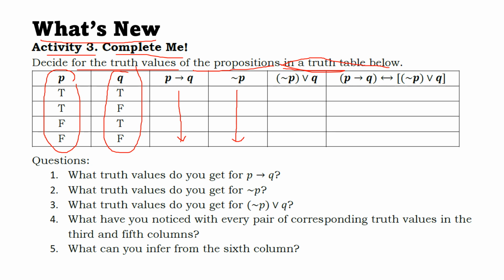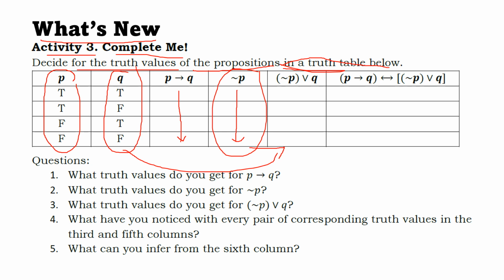Now, moving forward with your fifth column, what will be the truth value of negation P disjunction Q? As you can see on this one, what will be your truth value for the fifth column? There is an involvement of your fourth column and your original proposition Q in the second column. So it's a combination of your second and your fourth column, applying the concept of disjunction.